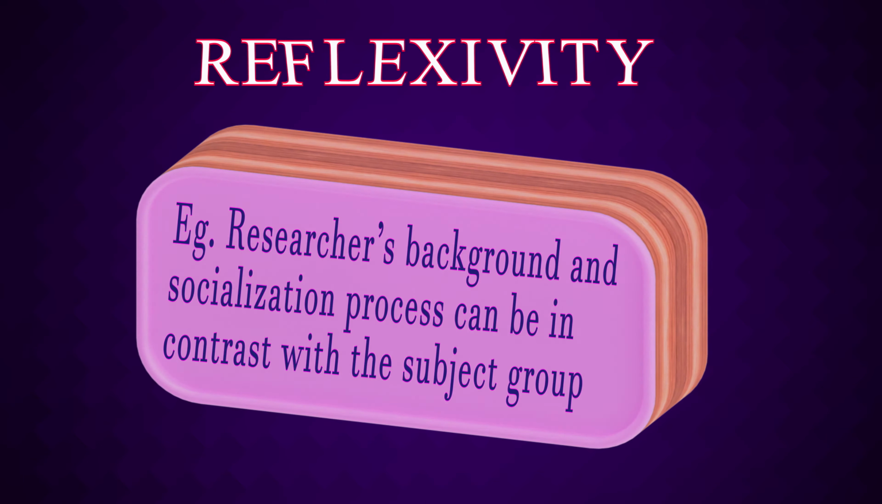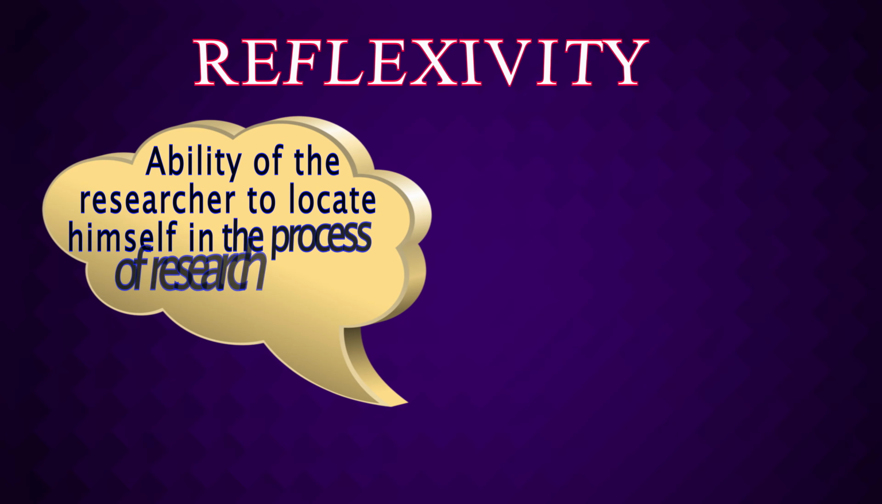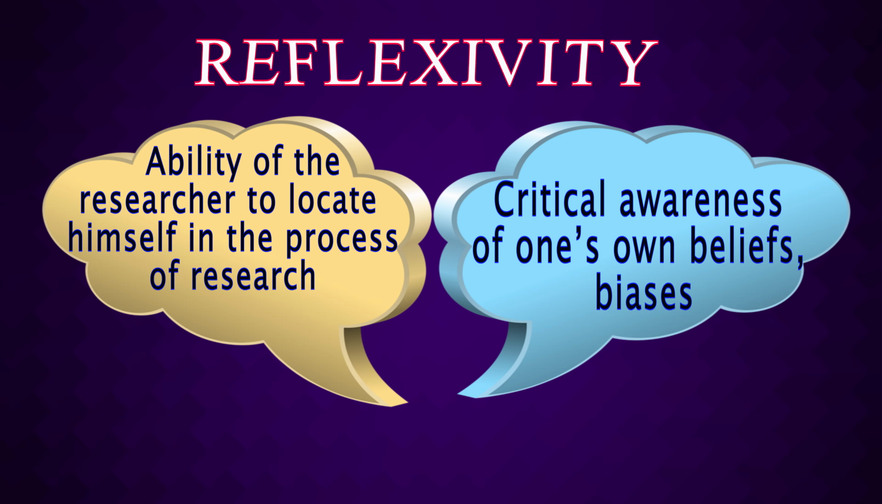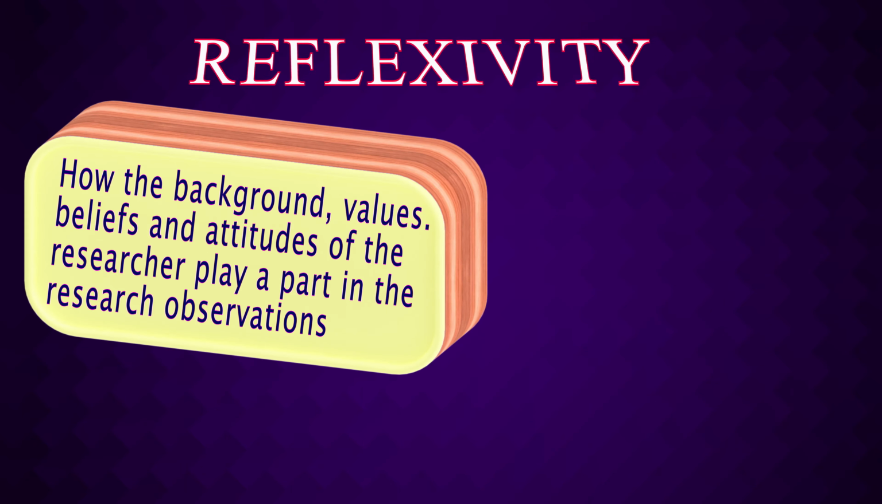So, what do you do now? You do nothing, but you try to be aware of your own beliefs and biases. Okay, for example, if you are a person of Asian origin and you are visiting an American society, there will be many cultures, many ideas, beliefs, ways of living that will be very different from what you have seen all your life. So you have to be critically aware of your own beliefs, your biases, and you have to know that your background, your values, beliefs, the attitudes that you carry, they are going to play a part in the research.